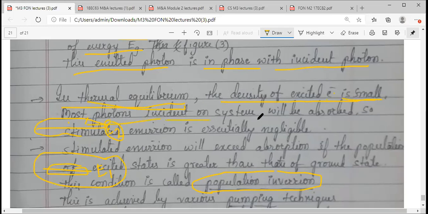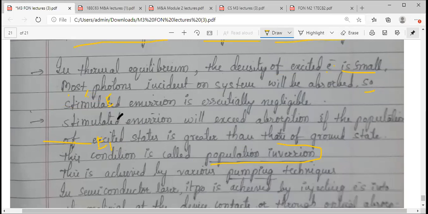So most of the photons incident on the system, because there are not many in the excited state, that's why the absorption process will be greater than spontaneous emission and stimulated emission. Absorption is a natural phenomenon. So stimulated emission is very negligible. Out of those 3 processes, naturally speaking, the absorption rate is more than emission. So what will happen in a laser is that stimulated emission we can make happen. That is, we can increase its rate and reduce absorption.